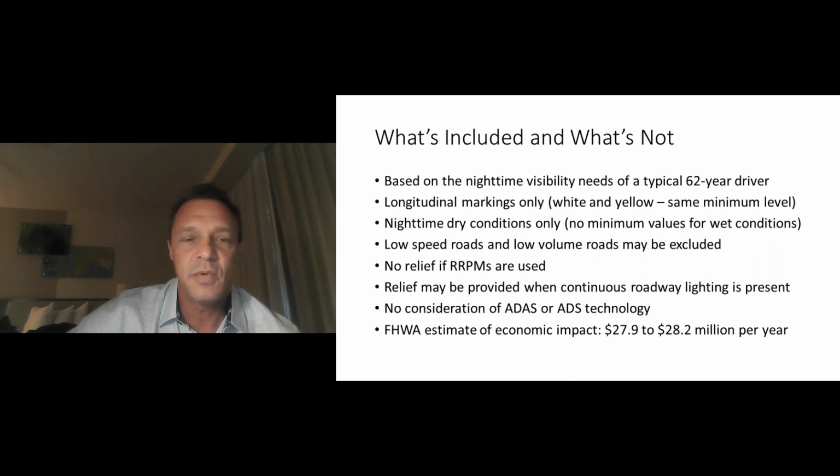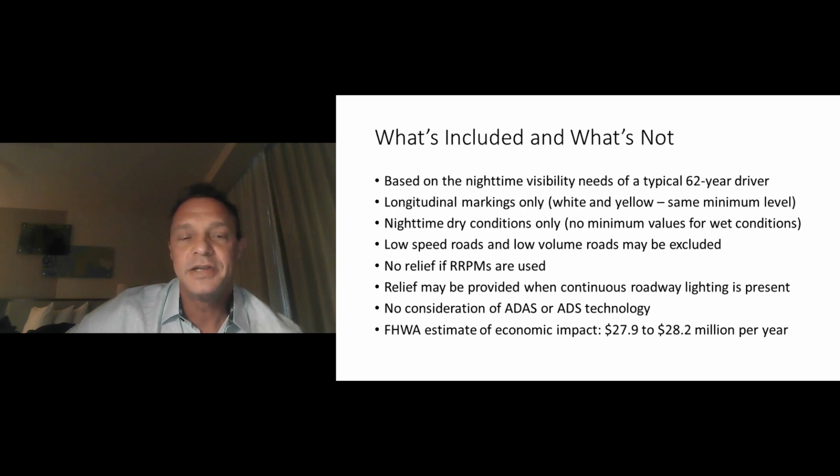I mentioned this, but I wanted to repeat it. Low speed roads and low volume roads may be excluded if that's what your agency chooses to do. It doesn't mean you have to exclude them. I find it interesting that FHWA provides relief if there's continuous roadway lighting, but no relief if raised retroreflective pavement markers are used, which significantly provide excellent nighttime guidance for motorists.